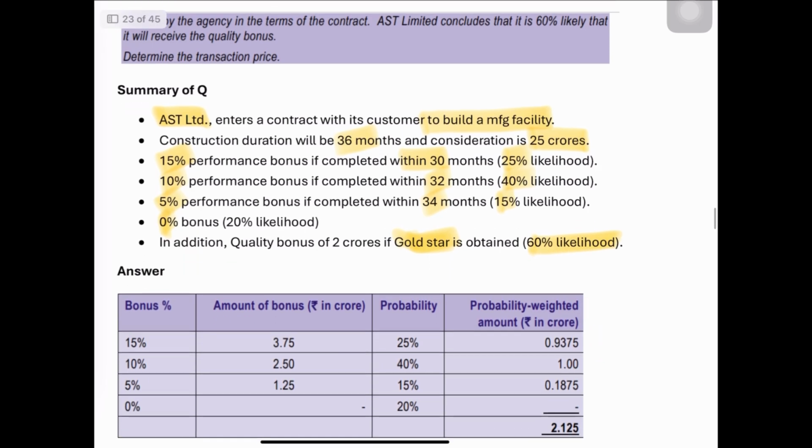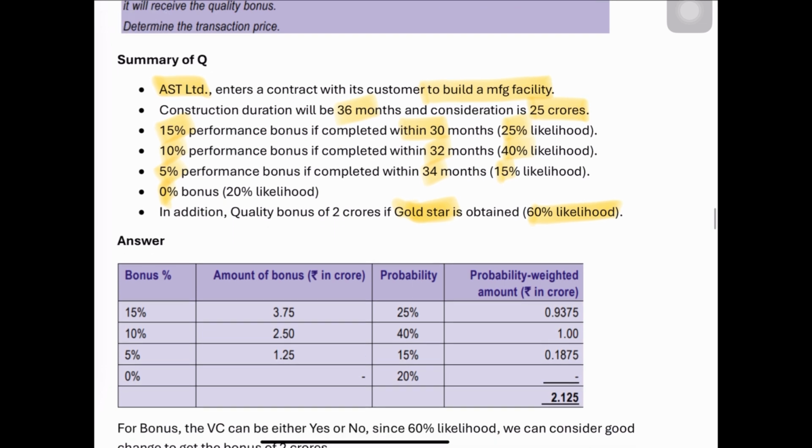Now we'll have to allocate the transaction price. The base transaction price is 25 crore. Then let's see how the bonus is to be allocated. For the 15% bonus, which comes to 3.75 crores, the probability is 25%. So 25% of 3.75 crores can be allocated to the transaction price.